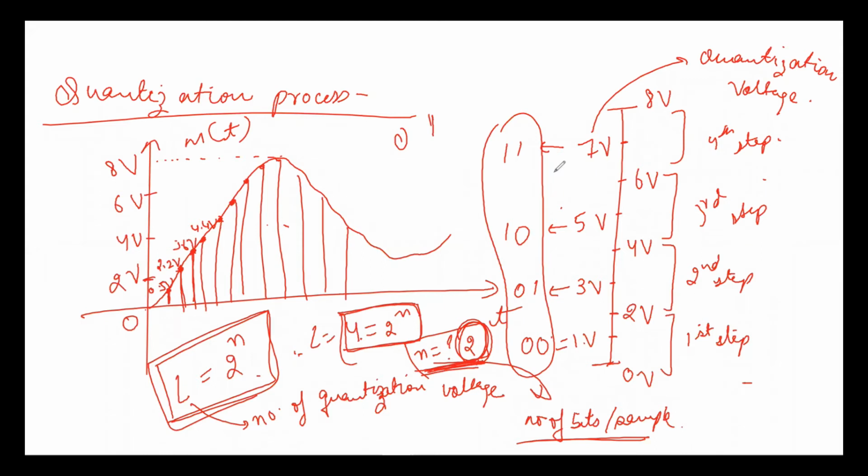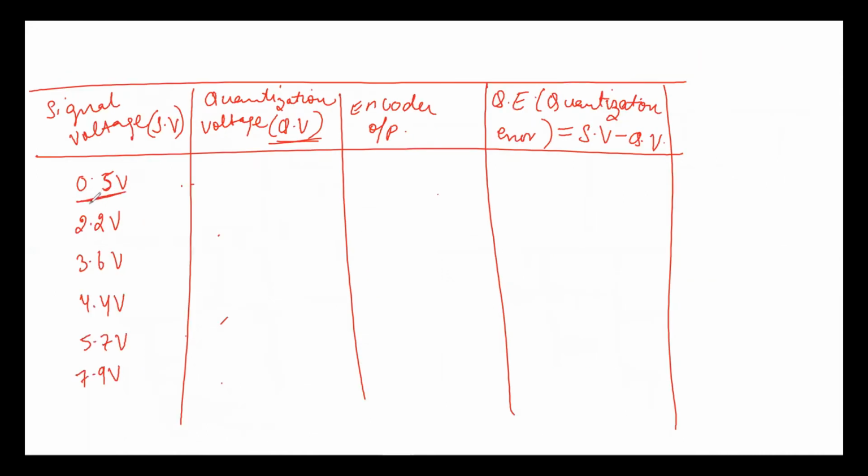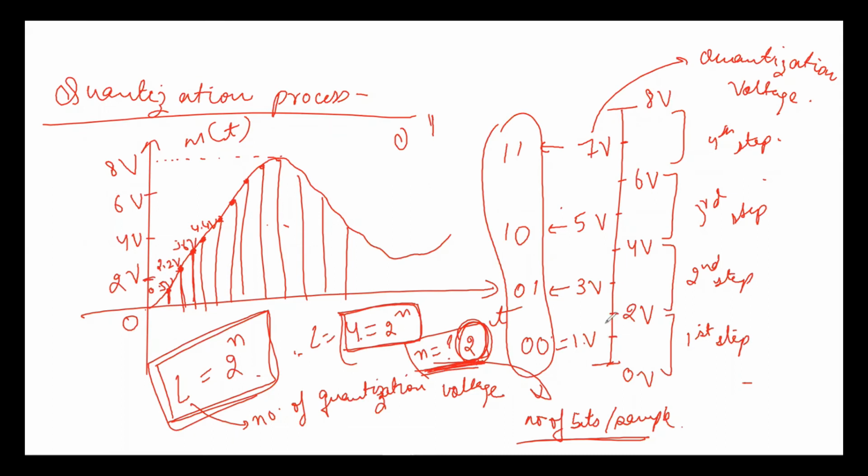My quantization voltage will be the value of the sampled voltage which we get after rounding off to the nearest quantization voltage. Now let's see. First signal voltage is 0.5. So 0.5, where will it lie on this scale? I think 0.5 will be here.